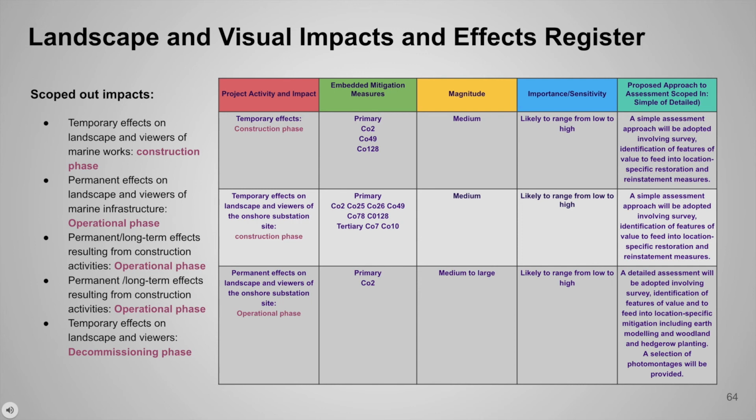128. For example, CO49 would refer to that there will be no permanent high voltage infrastructure installed above surface within 50 meters of residential properties and subsurface within 25 meters of residential properties. And some of the scoped out impacts would be temporary effects on landscape and viewers of marine works, and permanent effects on landscape and viewers of marine infrastructure that happen in the operational phase.